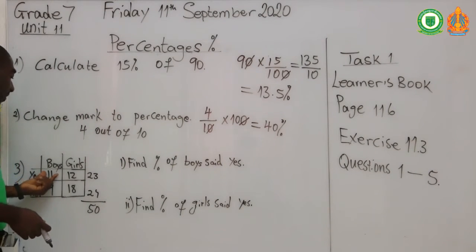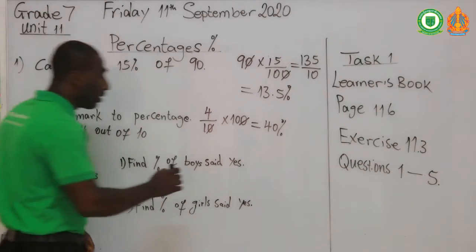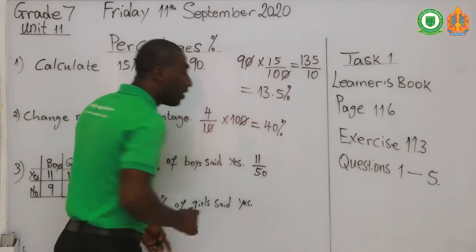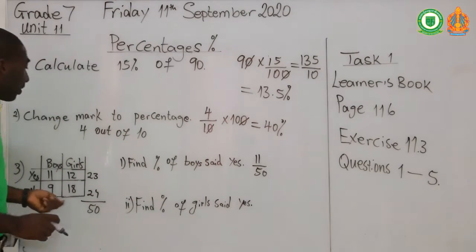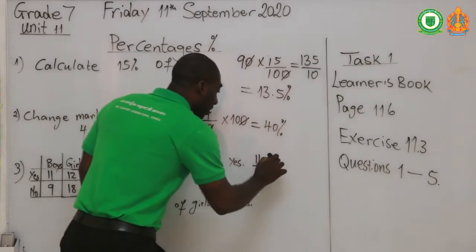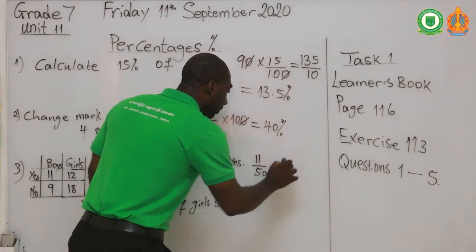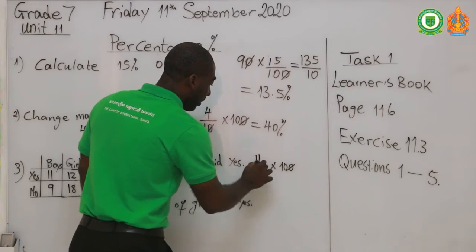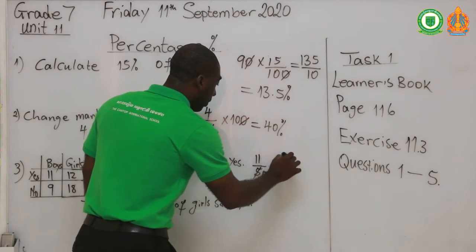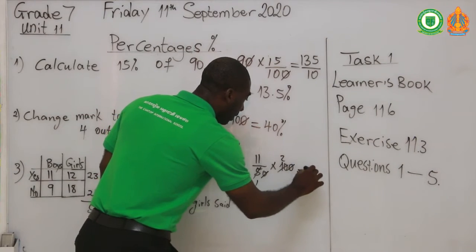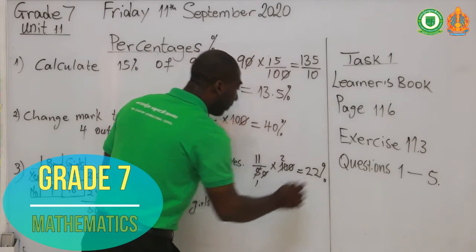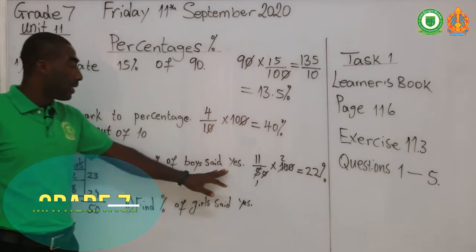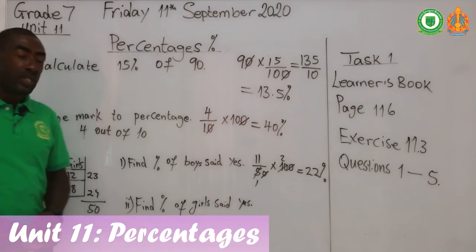So we know that 11 boys said yes here. Okay, so we have 11 over 50 because the total is 50. Then you multiply by 100. You divide this, and then 5 here, 2. So that will give us 22%. So the number of boys that said yes, percentage wise, is 22.